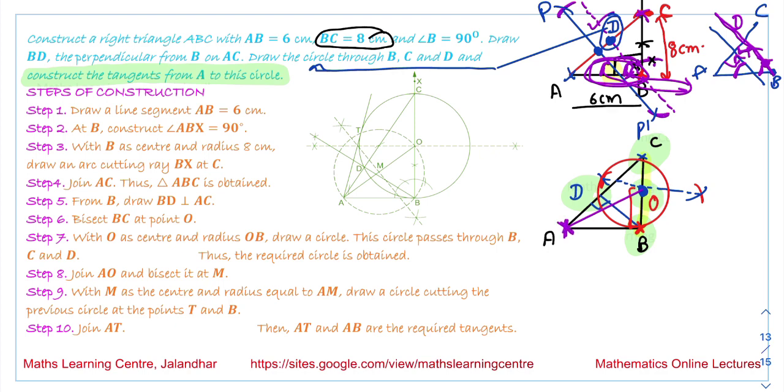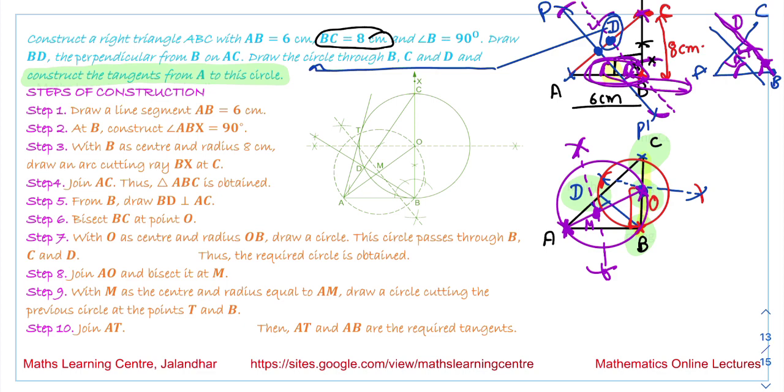We keep the compass at O and mark two arcs. We have joined these 2 points. This point we are saying M. This is the midpoint of AO. Now we draw a circle with MO as the radius. We obtain the circle in this form.